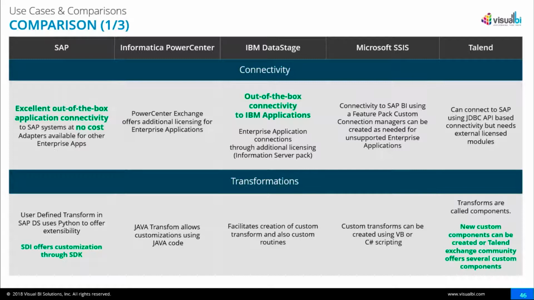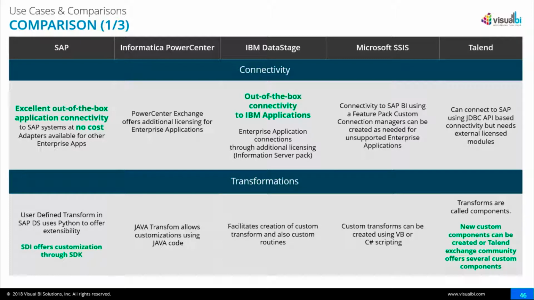Transformations. When we look at the transformations, SAP Data Services has a user-defined transform, which can be extended using Python scripts for any unique use cases that you have. SDA offers customization through SDK. In Informatica PowerCenter, there is a Java transform that allows customization. DataStage has custom routines that can be created, which can be called from custom transforms. Visual Basic and C# scripting allows you to customize transforms in SSIS.